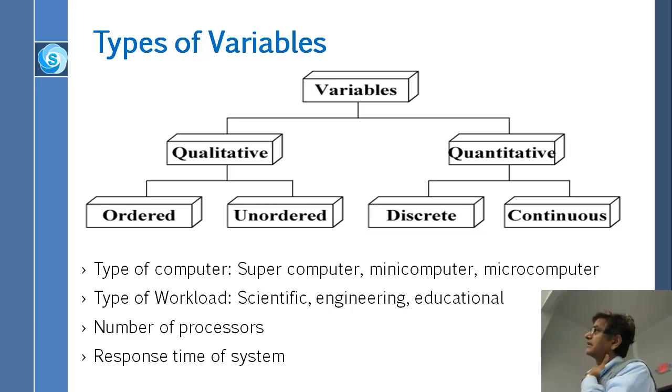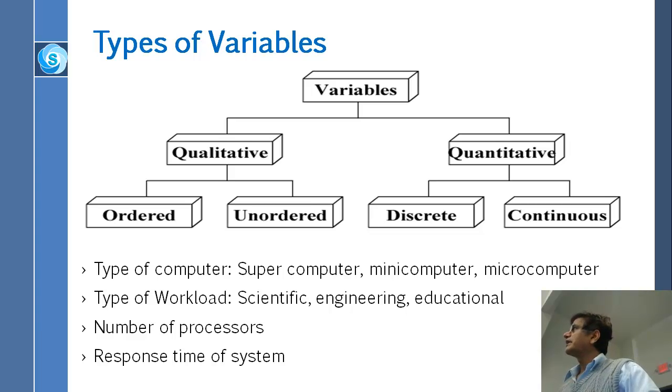So let's see. Type of computer. Suppose you want to decide between supercomputer, minicomputer, microcomputer. Which kind of variable is this? Is it quantitative or qualitative? Qualitative, right? Okay, good. And if it is qualitative, is it ordered or unordered? This is ordered, because a microcomputer is generally smaller than a mini and smaller than a super, and so on and so forth. Type of workload, and you could have a similar example where it is not ordered. For example, you could have disks of two different types, SATA or IDE, something like that.